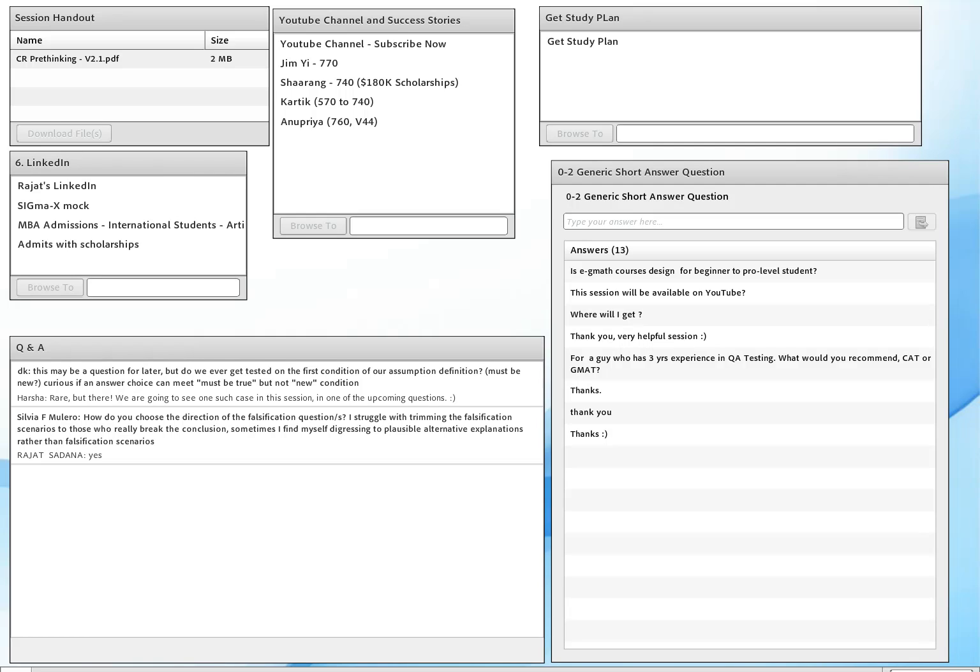Where will you get it? If you go to YouTube and e-GMAT and search for value of GMAT or GMAT opportunities, that's something that can tell you.